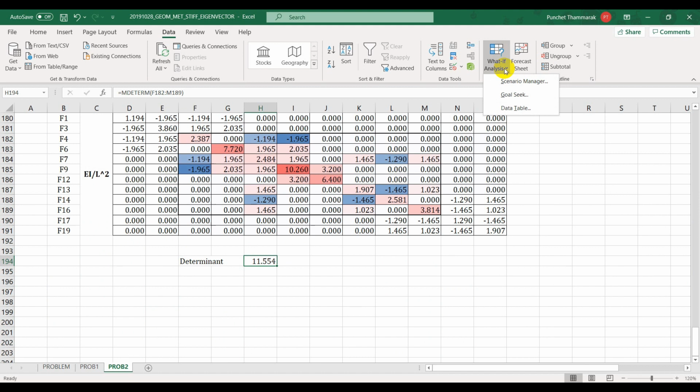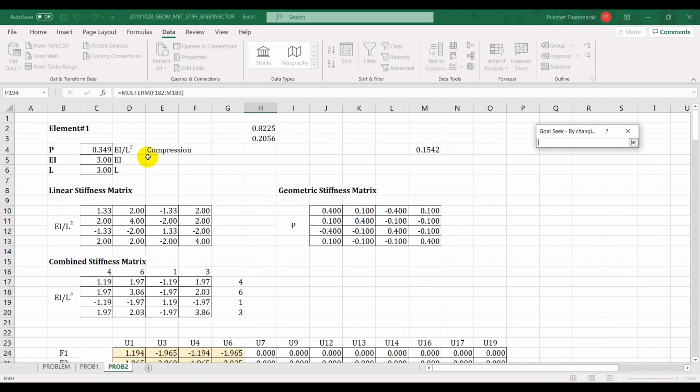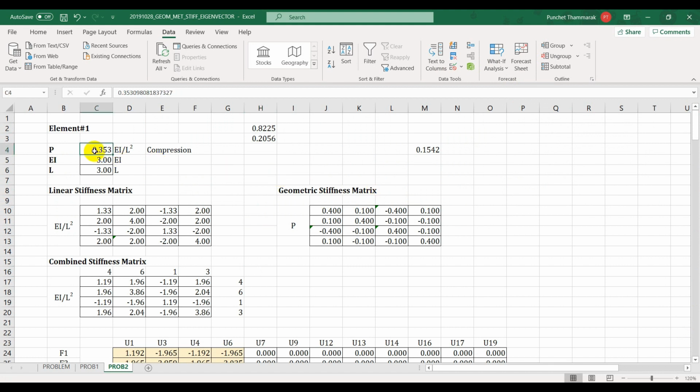And then what if we go Goal Seek, and then we were supposed to get 0 by changing this cell, okay. So it turns out to be 0.353. 0.353, in this case, you get 0.47 in comparison with this case. So what is that?